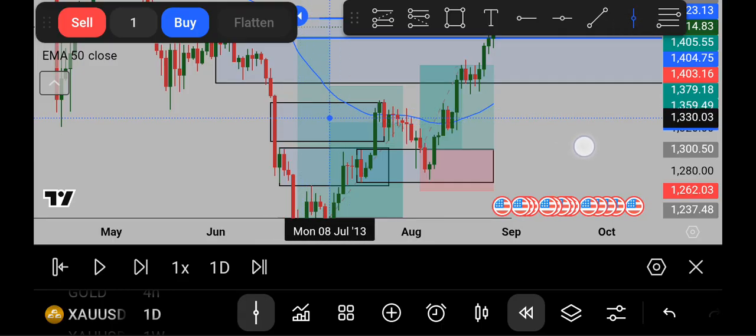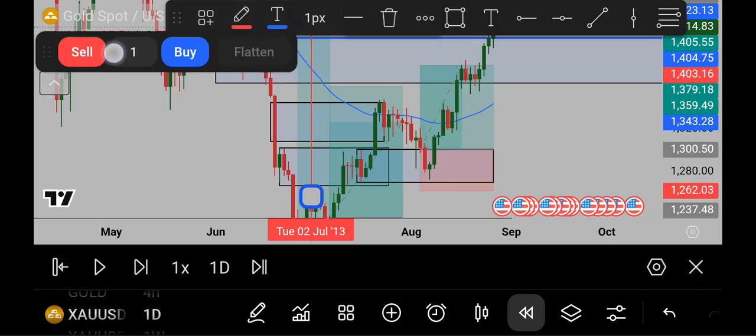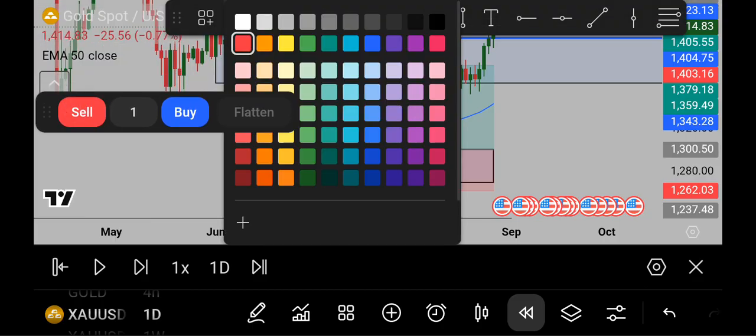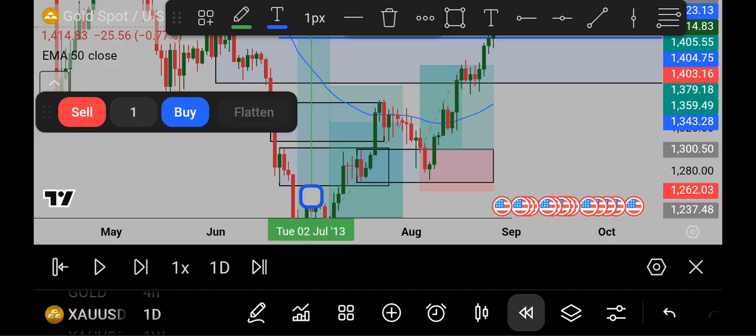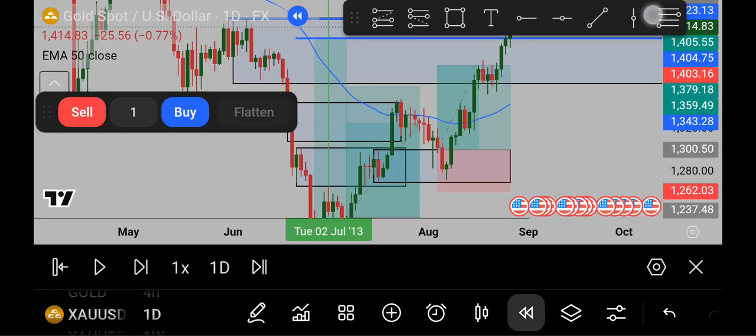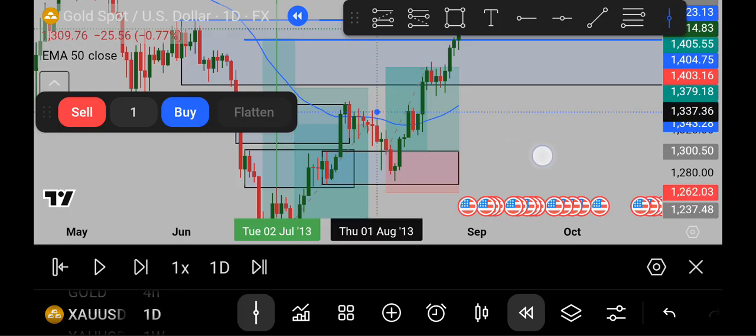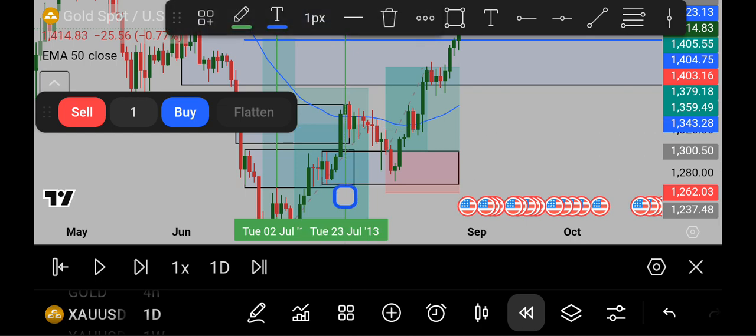No matter what trade I'm marking, any trade that hits TP, we mark it with green color. Now we mark the second one with a green color. We can also mark this one also.